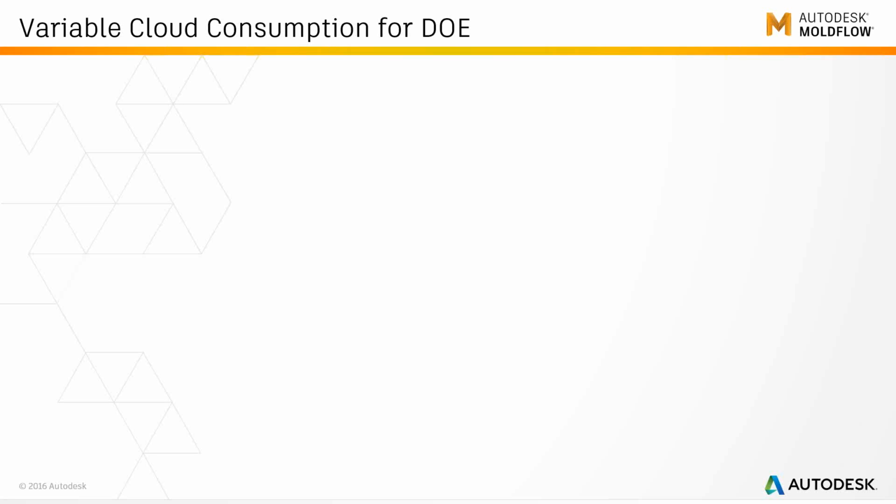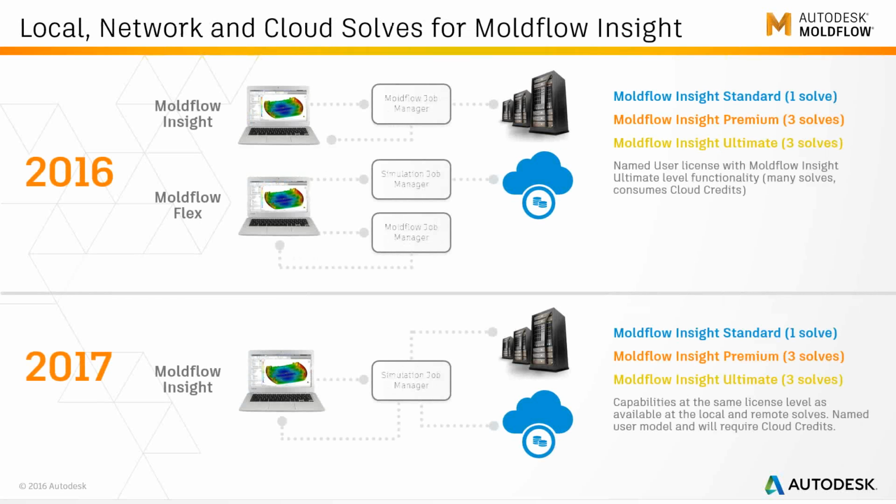Mark asked, in 2016, regardless of having Premium or Ultimate, you still have to pay for cloud credits. Correct. If you started with Moldflow Flex 2016, you had access to cloud credits in order to run in the cloud. That same still applies to the Moldflow 2017 release. So you're set up effectively to run in the cloud. There are no barriers other than the fact that you need to have and consume cloud credits to run in the cloud.